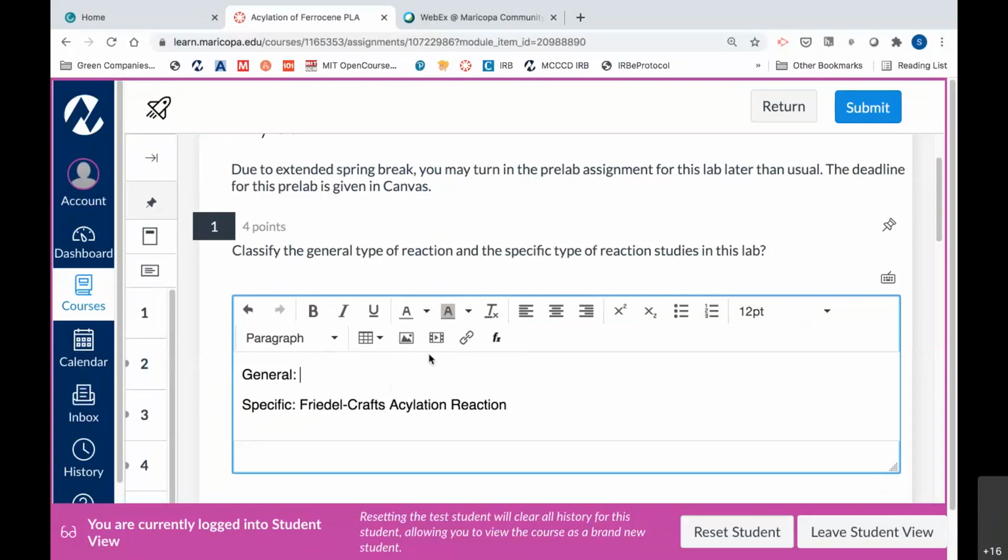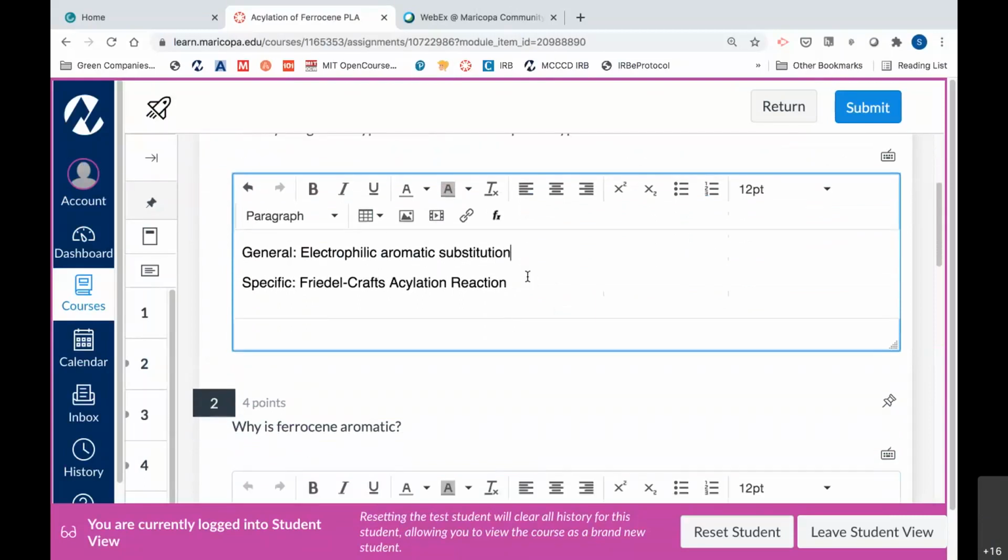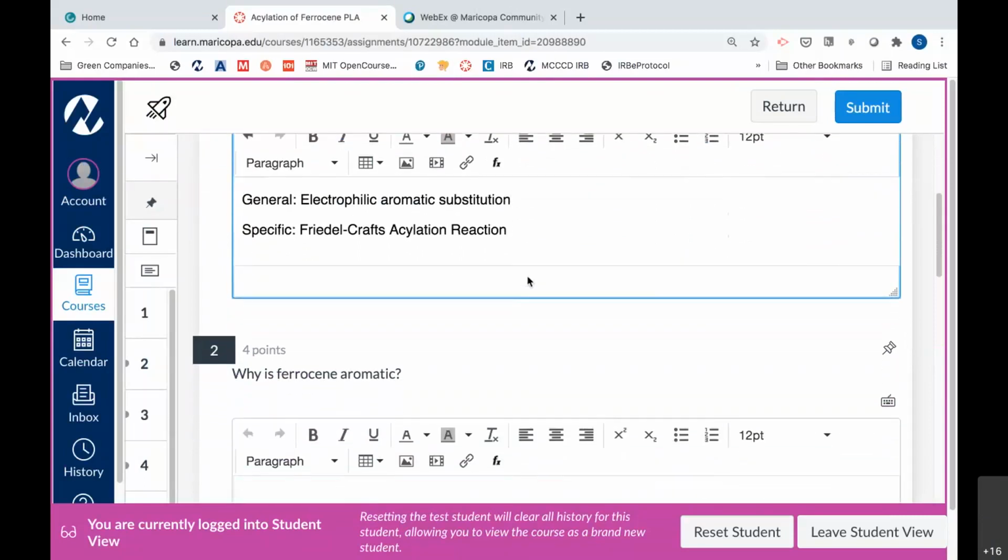So this is going to be electrophilic aromatic substitution. Hopefully you haven't forgotten all of that, okay? So the general type of reaction is electrophilic aromatic substitution. The specific type is the Friedel-Crafts acylation reaction.